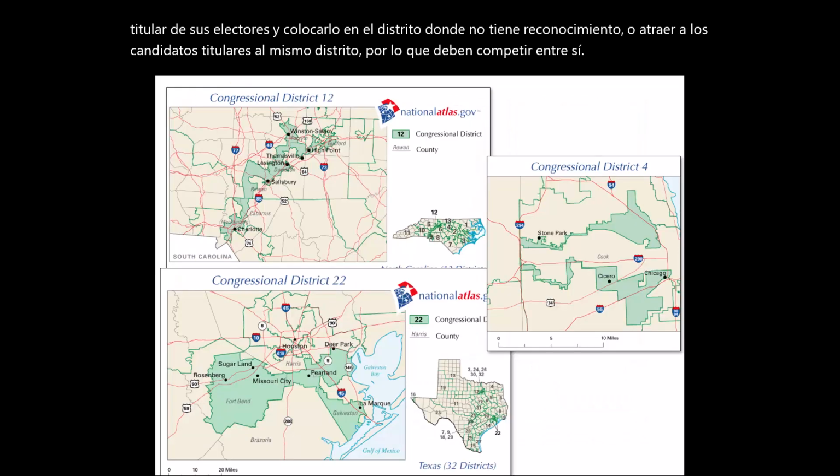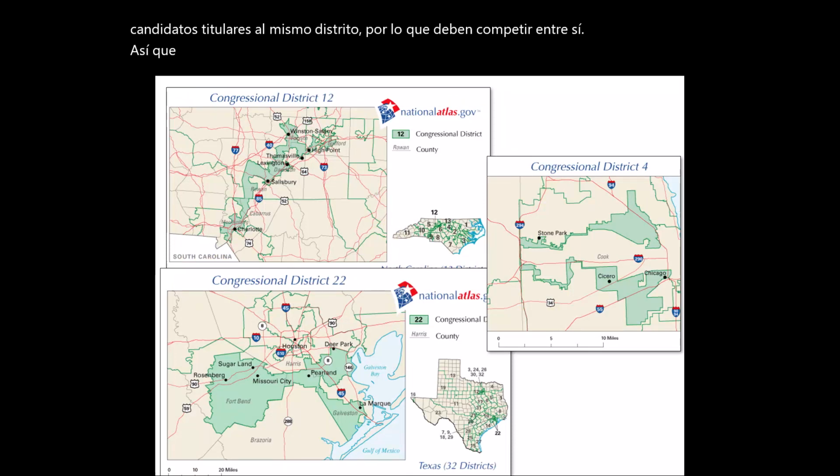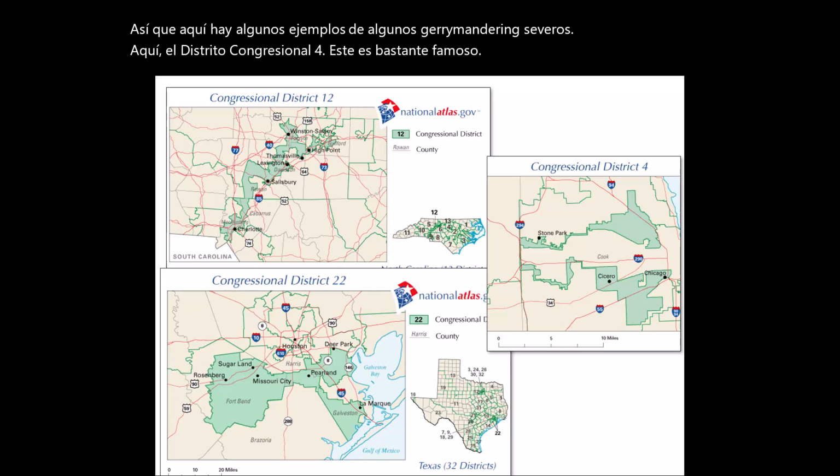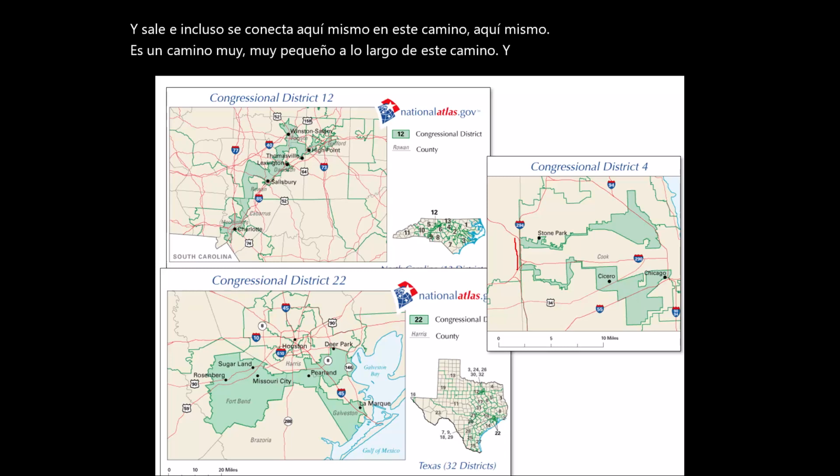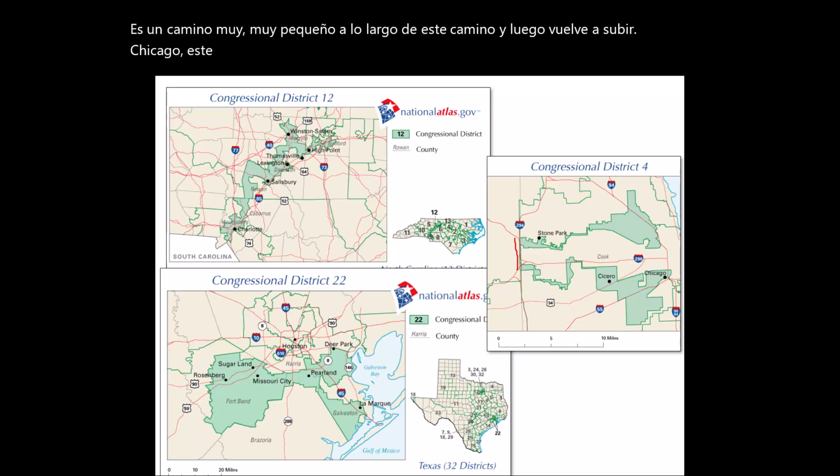So here are some examples of severe gerrymandering. Here, Congressional District 4, this one's pretty famous. It goes from Chicago, and it goes out, and it even connects right here in this path. It's a very, very tiny path along this road, and then it goes back above Chicago. This is a very famous example.